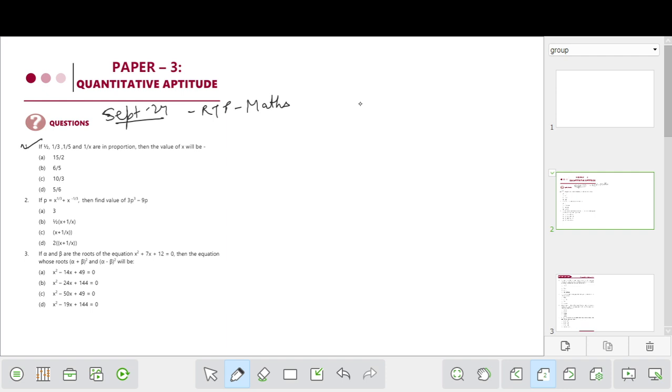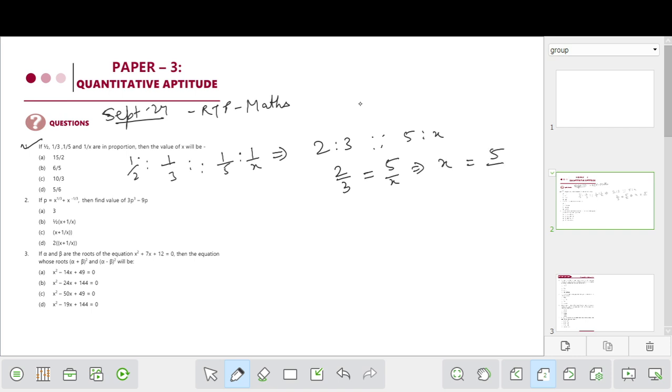Question number 1. It's saying 1 by 2 is to 1 by 3, this is proportional to 1 by 5 is to 1 by x. Using the inverse formula, we can write 2 is to 3 is proportional to 5 is to x. Now, proportionality is as good as equal to. So, using that, we can calculate x is equal to 5 upon 2 into 3. That is 15 by 2. So, our answer is A.